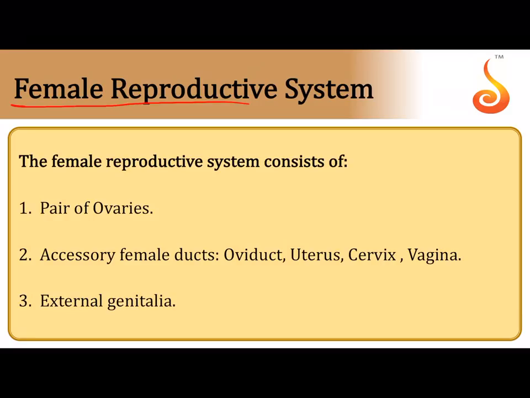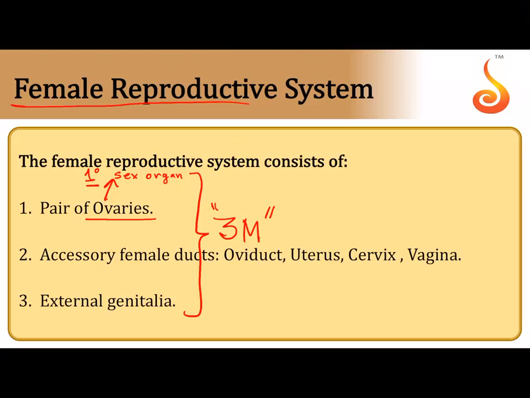What are the parts of the female reproductive system? Please write this down, because this is a 3-mark question in your board exam. They may just ask you to mention the component parts of the female reproductive system. So a pair of ovaries where the egg is produced. What would you call the ovary? You would call it the primary sex organ, isn't it? Then you have the oviduct. Now let us call the oviduct with a different name here. It is also called the fallopian tube, isn't it?